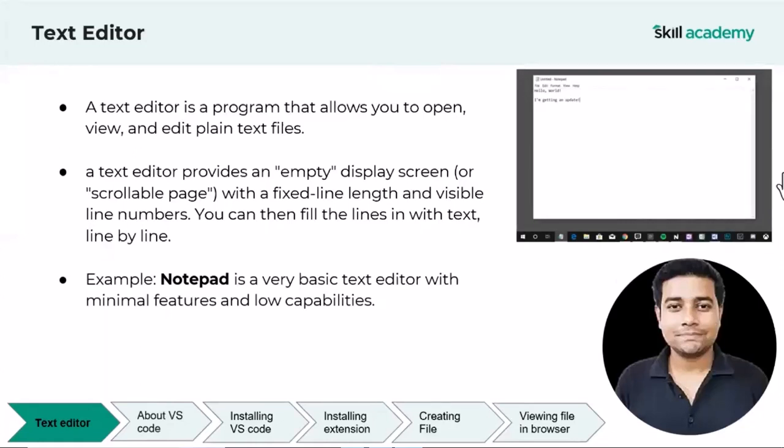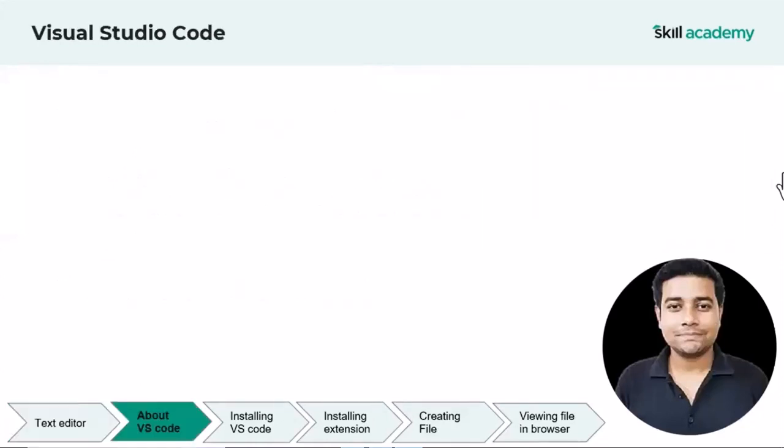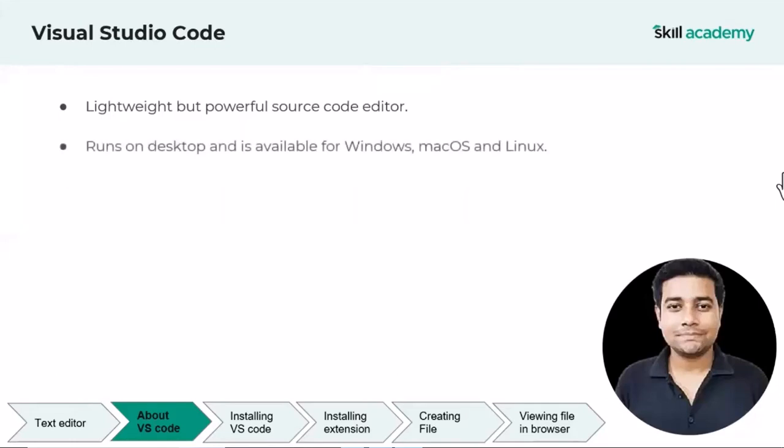But in our course content, we are going to use the Visual Studio Code editor. Now, what do we mean by Visual Studio Code editor? It's a lightweight but powerful source code editor. It runs on the desktop and is available for Windows, Macintosh and Linux. You don't need to worry: if you are a Windows user, you can download Visual Studio Code. Even if you are a Macintosh or Linux user, it is available for almost every platform.